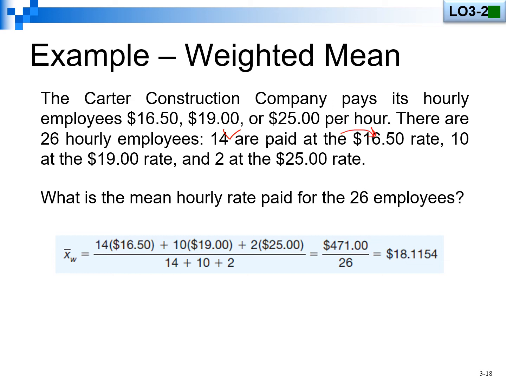Okay, so down here you're taking 14 times 16.50. 10 are weighted at 19, so here you're going to take 10 times 19. And then 2 are weighted at 25, so you take 2 times 25, get a total, and then you divide by the sum of your weights again, the 14, the 10, and the 2, and you come up with a weighted mean of about $18.11. It's pretty simple. If you follow the ones in the textbook, they're pretty much the same way. But this is how you would do what they call a weighted mean.